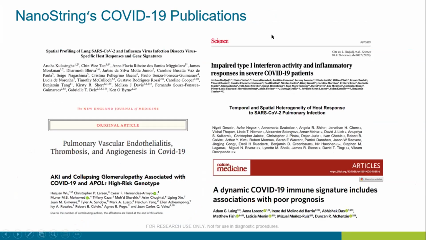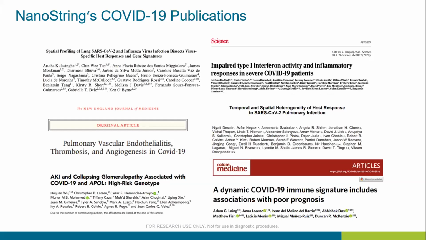Since the beginning of the year, we have seen many publications on COVID-19. And here are just a few highlights of the COVID-19 publications where researchers utilized NanoString's technology on nCounter and GeoMx DSP to understand the virus and the host response. As you can see here, there are publications from New England Journal of Medicine, Science, Nature Medicine, and also journals that are not only focusing on the immune side of the virus, but also on things like kidney damage, where the virus has also been causing problems for people with chronic disease.